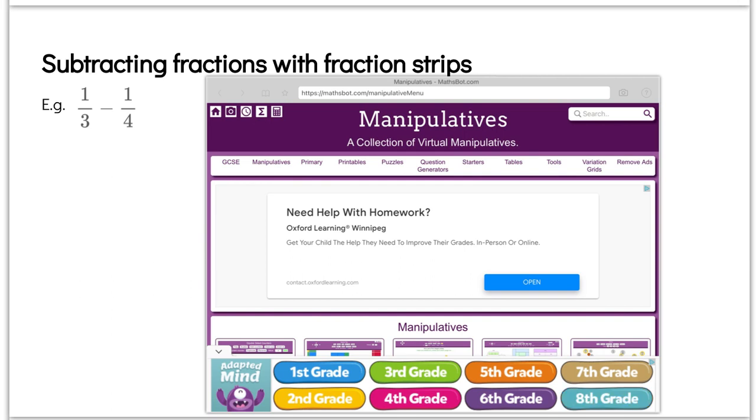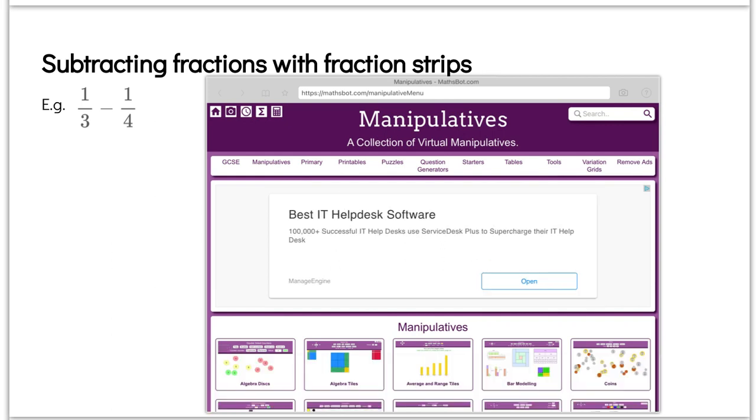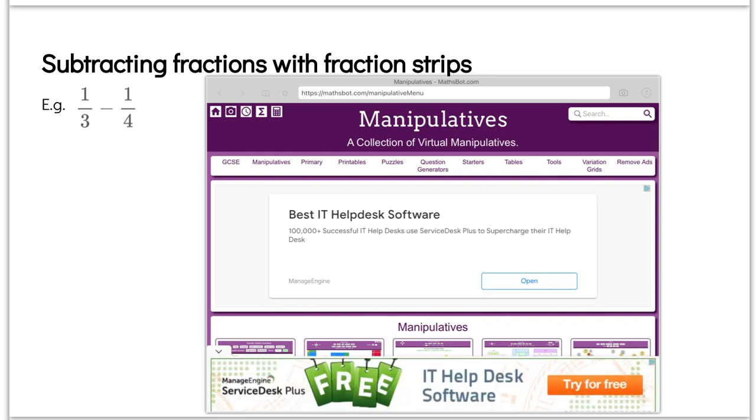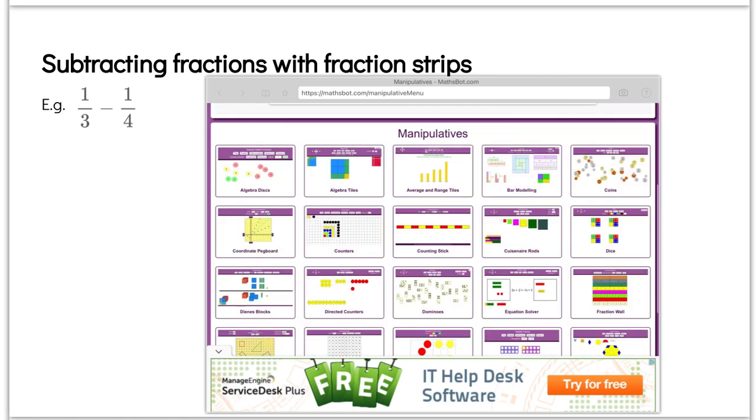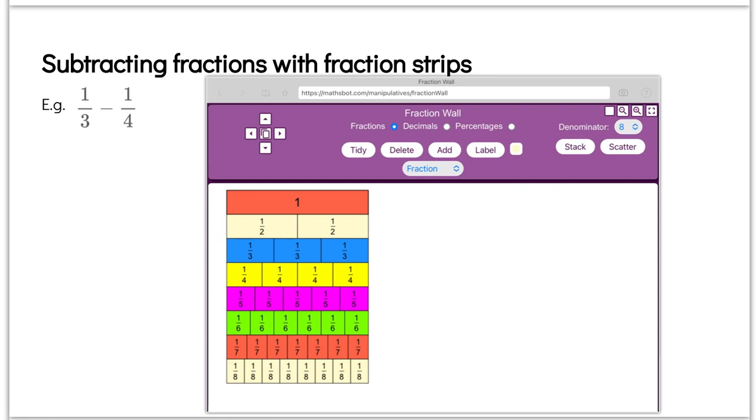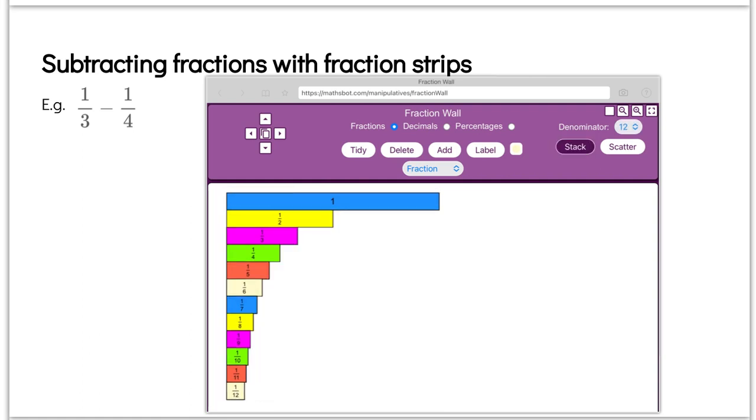you can see there is a manipulatives section right here. So that's what I'm going to ask you to click on. When you go there, you're going to have lots of options, but the thing we're looking for is the fraction wall right over here. So you're going to click on the fraction wall. And I would recommend using, instead of a denominator of 8, I would go to 12 and then use the stack. So let's look at that, changing to 12 and stacking it. You just have more room.